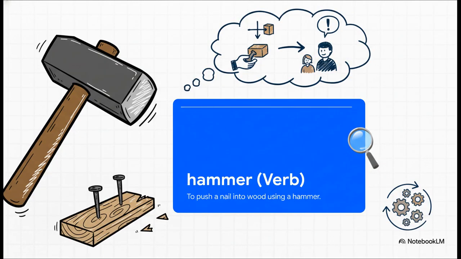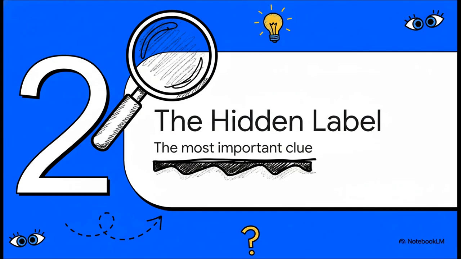Now check out the verb form. It's just as simple. To hammer is to push a nail into wood using a hammer. Did you catch that? It's actually using the words we already know to build the meaning. It's an incredibly efficient, really clever way to explain something. Okay, so far, so simple. Pretty straightforward stuff. But here's where it gets really interesting.